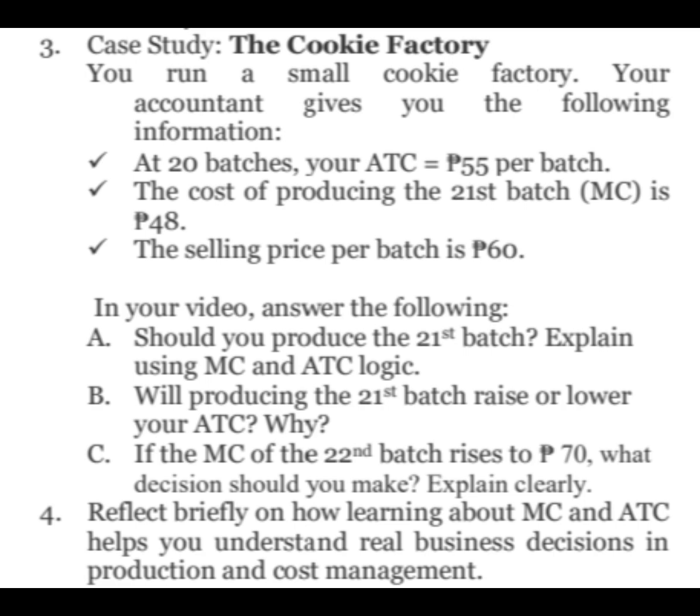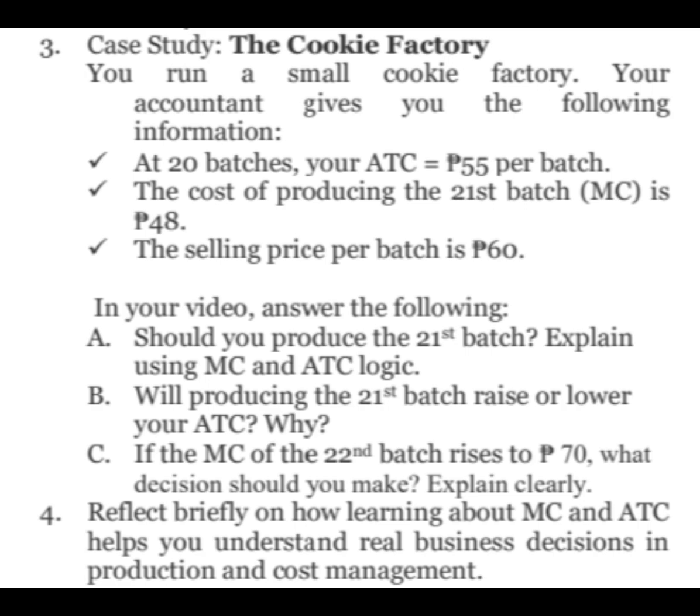B, will producing the 21st batch raise or lower your ATC? Why? For me, producing the 21st batch will lower the ATC because the marginal cost of 48 pesos for the 21st batch is less than the current average total cost of 55 pesos. Adding the 21st batch will pull the average down.